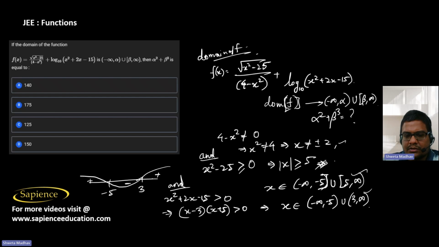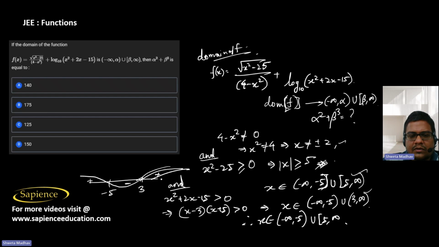We have to take the intersection. So therefore x will belong to -infinity to -5 union 5 to infinity. Since here it is from 3 to infinity, this is from 5 to infinity, so this one is the intersection part. And here also -infinity to -5, this is also the intersection part. So -infinity to -5 union 5 to infinity.